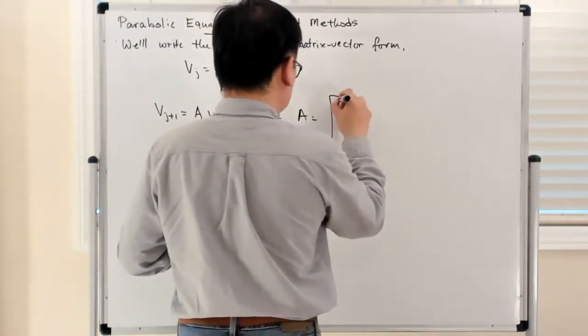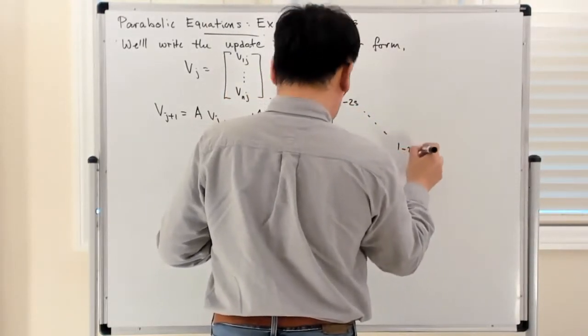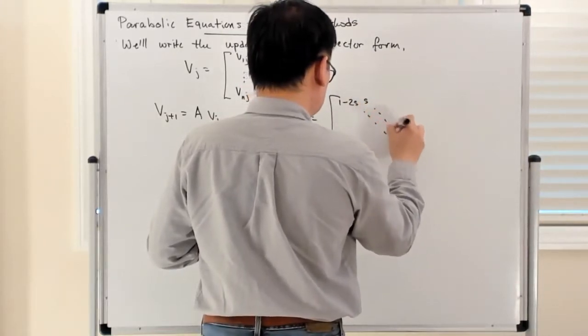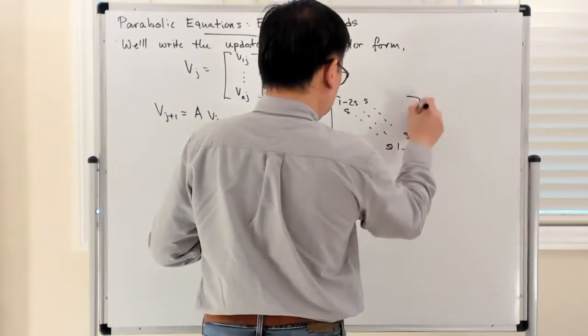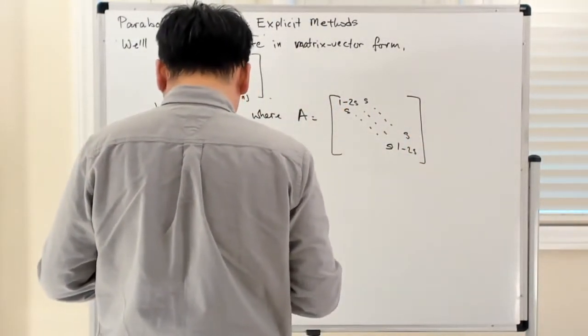It has a diagonal which is 1 minus 2s. And then the upper and lower ones are s. Okay.